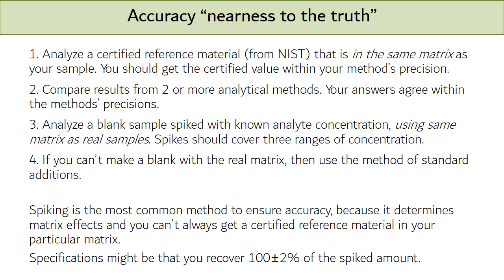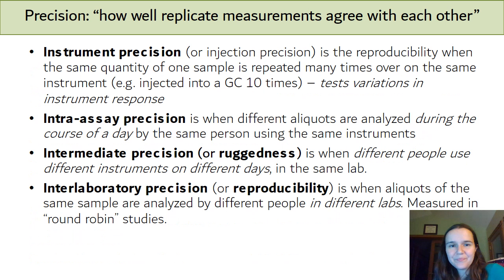So spiking is pretty much your most common way of ensuring accuracy. It helps you determine if you have matrix effects, and honestly, certified reference materials are difficult to come by and expensive, might not always have one. And you really have to think about how accurate do you need to be. Your specifications might be 100 plus or minus 2% is got to be recovered from the spike. Maybe you can have a 5% or 10% range. It depends on how close you need to be.